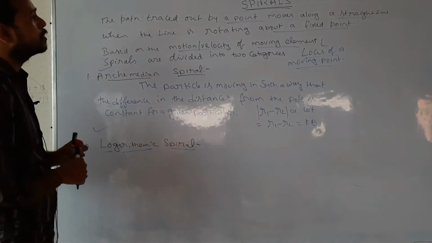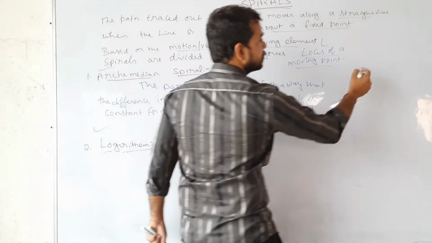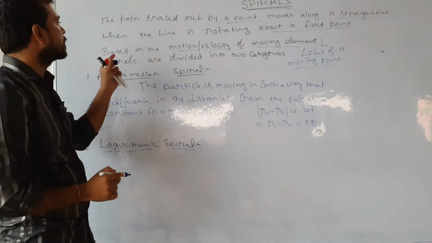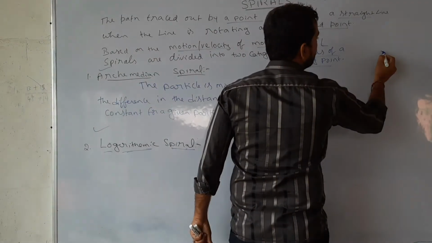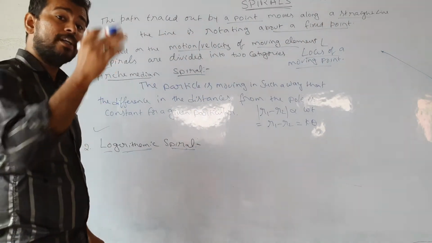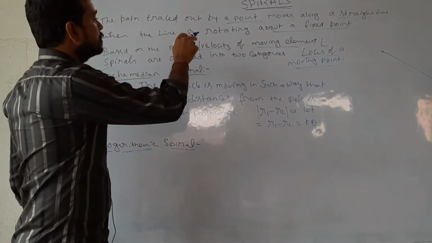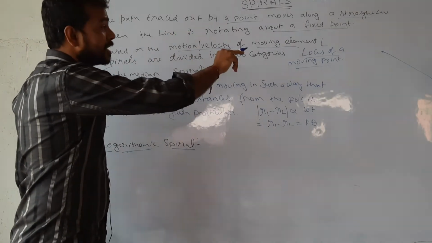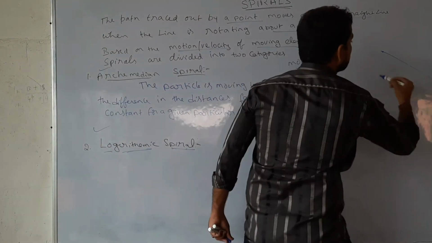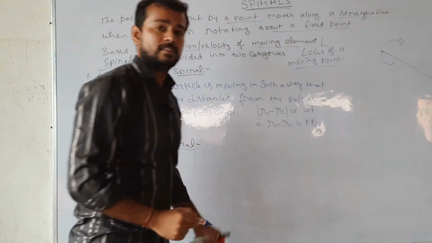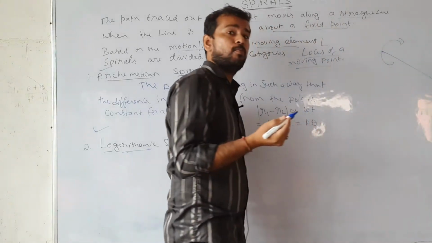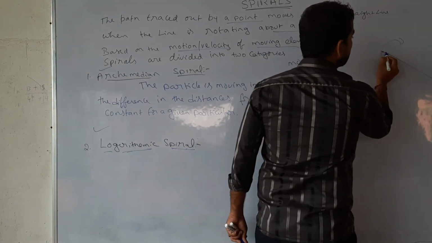First, let me tell you how a spiral looks. Suppose this is the point. According to the definition, a point moves along a straight line. So there is a point, it moves along a straight line, which means the point is in motion, and that straight line is also revolving like this. Then how will the locus of the point be? Suppose the point came here.